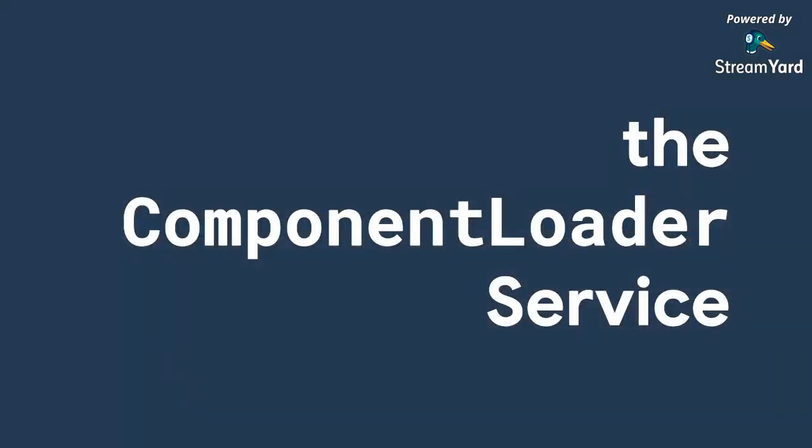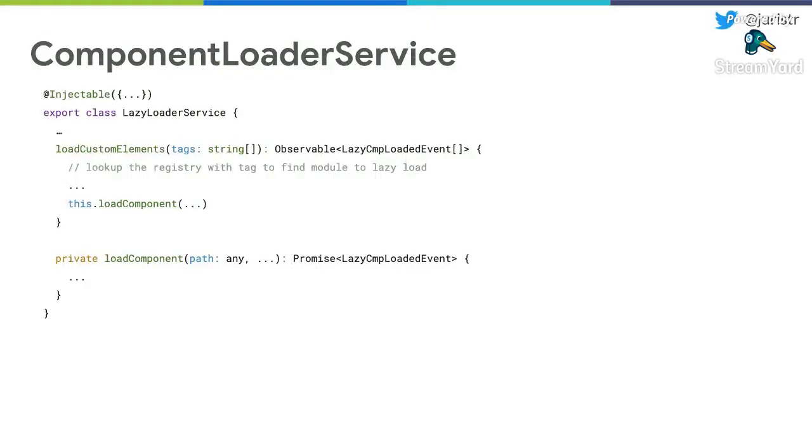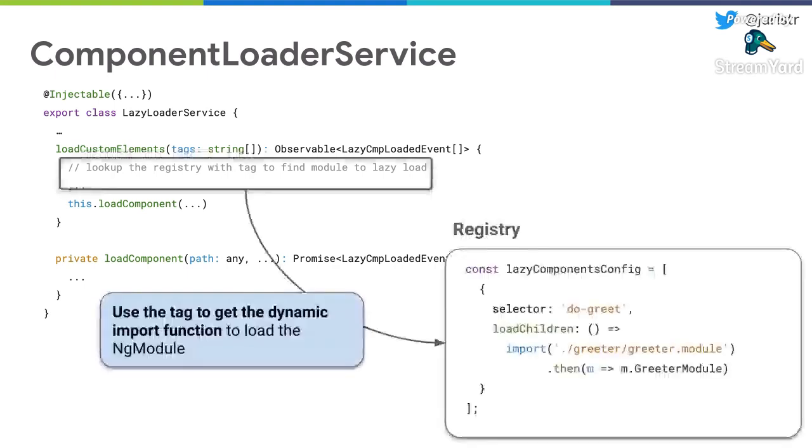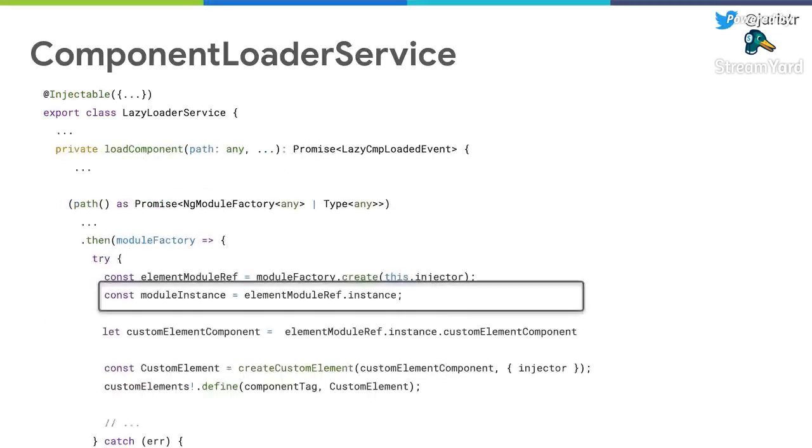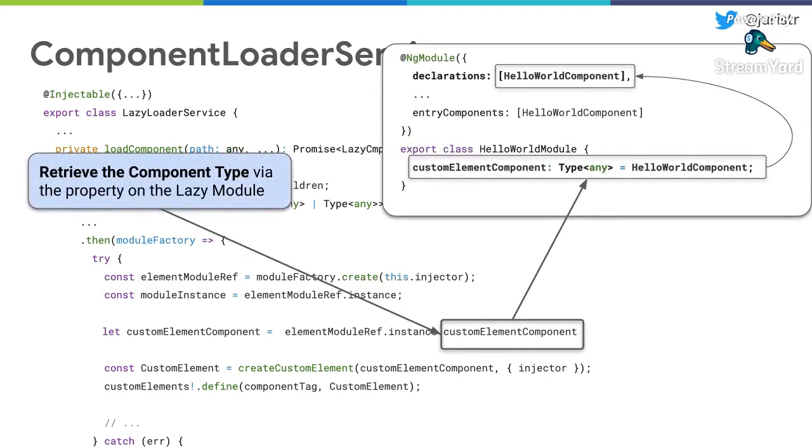Now, the final piece is the component loader service. This is very similar to what we have seen at the very beginning for lazy loading a module. So it gets the tags, it looks that up in the registry, which it retrieves internally. Then with that, it loads the component via that dynamic import function. We have already seen that. Once I have that module instance, I can go and look up that custom element component, the property I have exposed from my module.